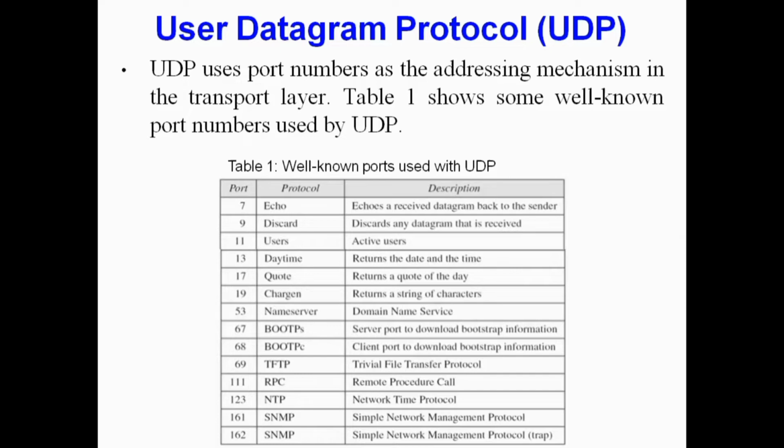You can see table 1 here. Table 1 shows some well-known port numbers used by UDP. What do you mean by well-known port numbers? Well-known port numbers range from 0 to 1023. Now you can see table 1. In the table, you can see the port numbers and the corresponding protocols also. So please go through it.